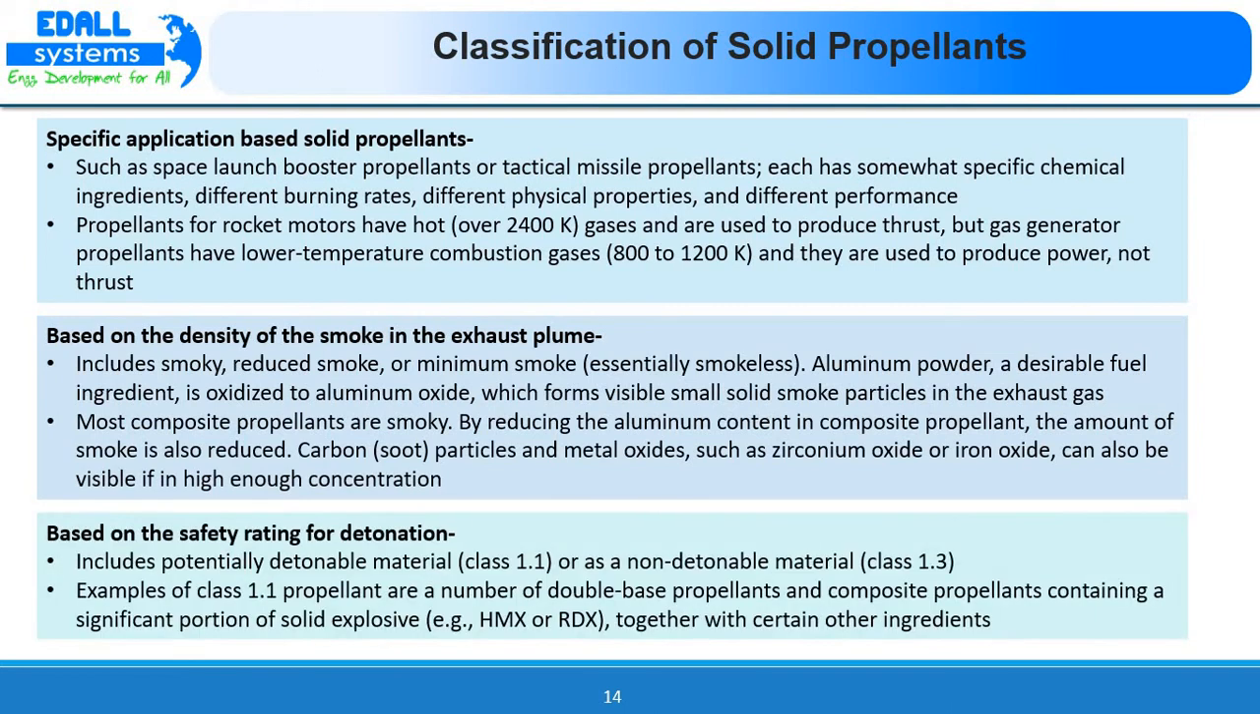Then the next category is based on the safety ratings for detonation. Earlier we have seen class 1.1, which is for detonable material, and class 1.3 for non-detonable material. So the examples of class 1.1 propellant are a number of double base propellants and composite propellants containing a significant portion of solid explosives, for example HMX or RDX, together with certain other ingredients. So when we use solid explosives such as HMX or RDX, then these propellants become hazardous and might come into class 1.1 or class 1.3 category of solid propellants.